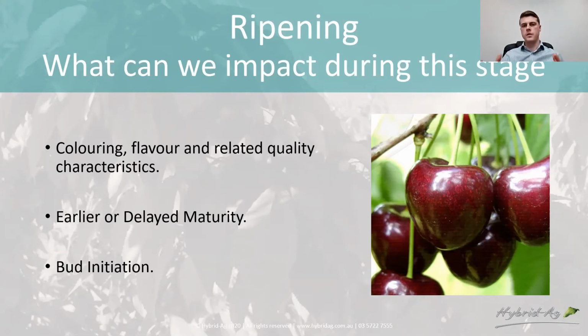But probably one of the more important parts during ripening and harvest is that bud initiation is taking place. This is where all of the buds for the next season are beginning to initiate in the wood, and it's probably quite a lot earlier than what a lot of us give it credit for. It is quite a critical stage to ensuring we can maintain that crop or have that crop load in the following year.